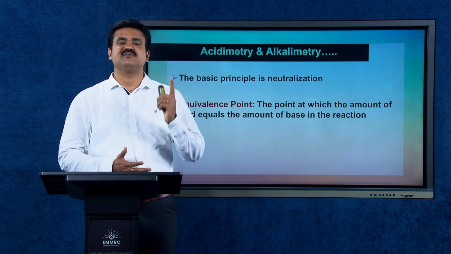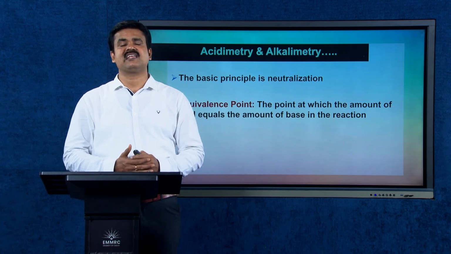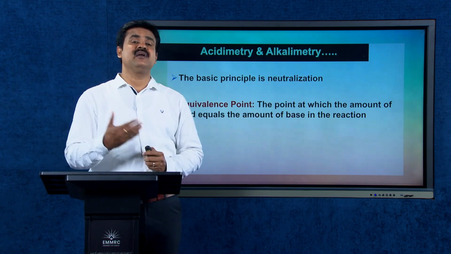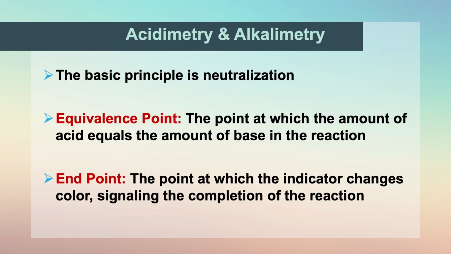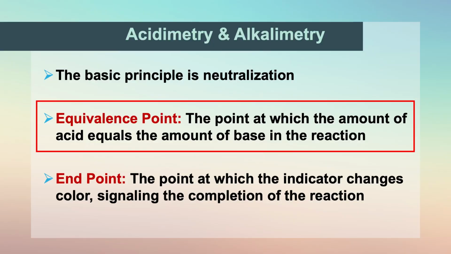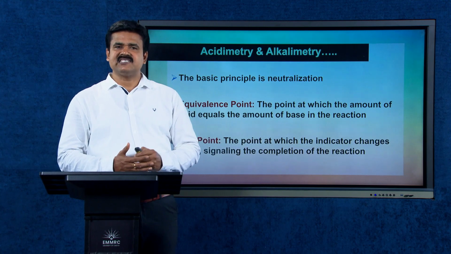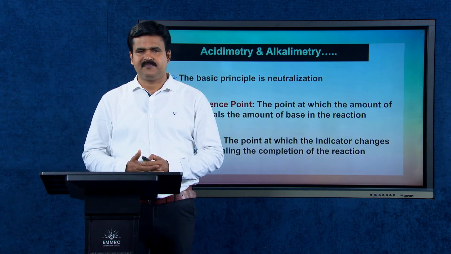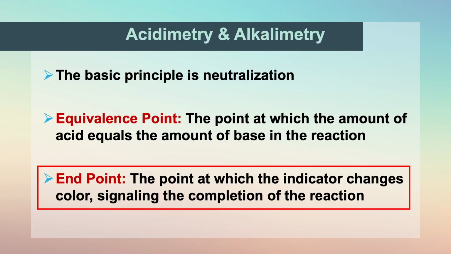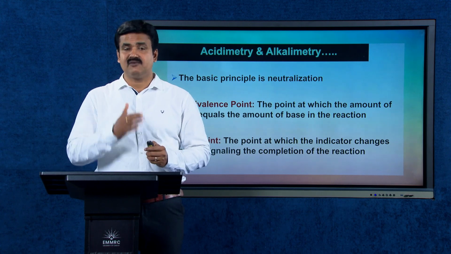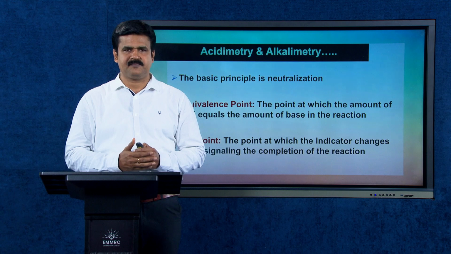Equivalence point is very important as far as every volumetric analysis is concerned. What do you mean by the term equivalence point? It is the point at which the amount of acid equals the amount of base in acidimetry or alkalimetry, or in a neutralization reaction. End point is somewhat different from equivalence point. End point is the point at which the indicator changes color, signaling the completion of the reaction. That is, end point is very close to equivalence point.